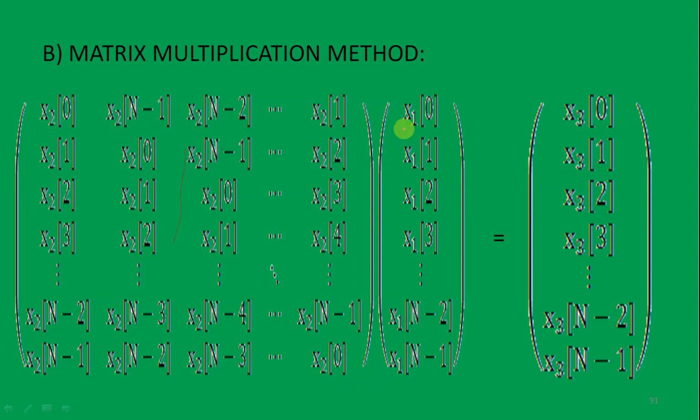Now take the N by 1 column matrix of the first sequence, x1 of n, that means x1 of 0 to x1 of N minus 1. Multiply these two and you get the column matrix N by 1, that is x3 of n. This is the easiest method, a shortcut method. In this way also you can find the circular convolution.